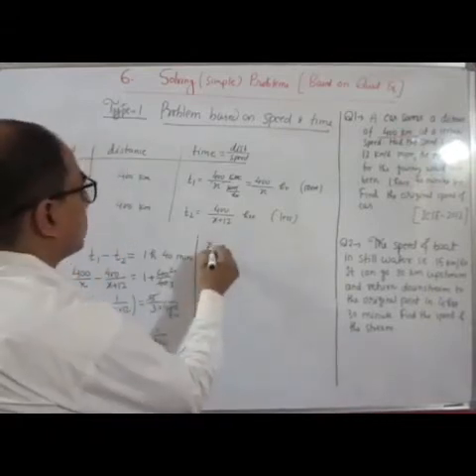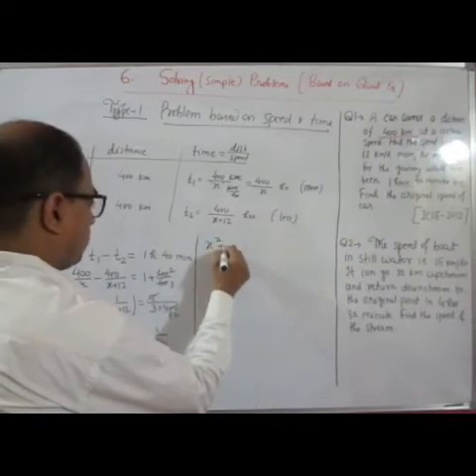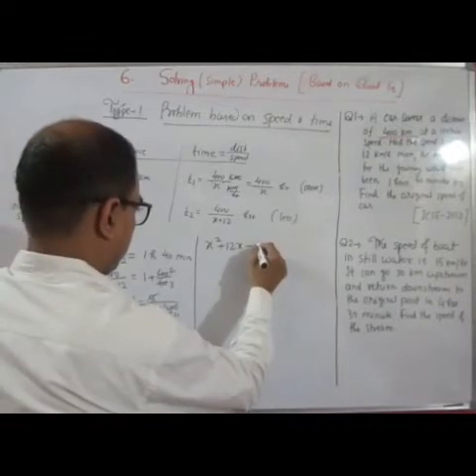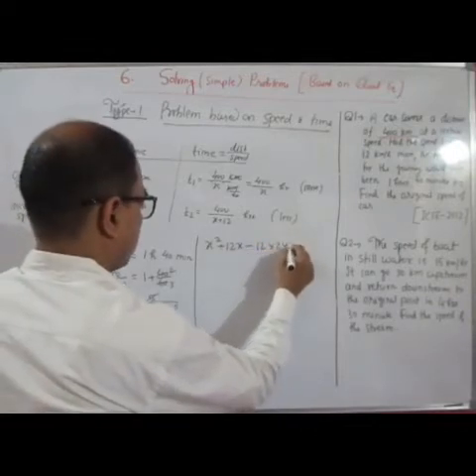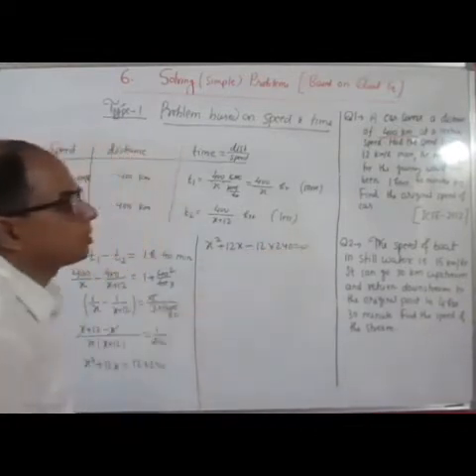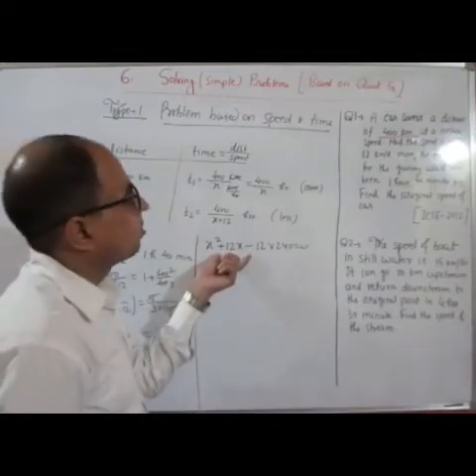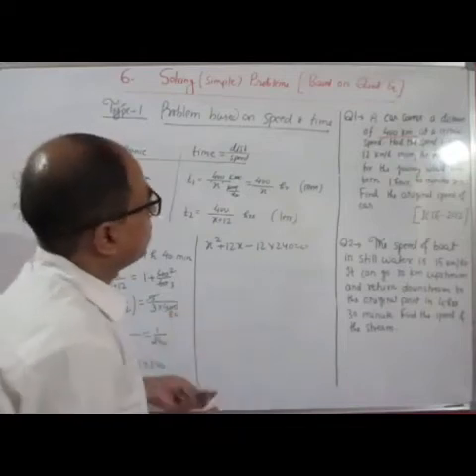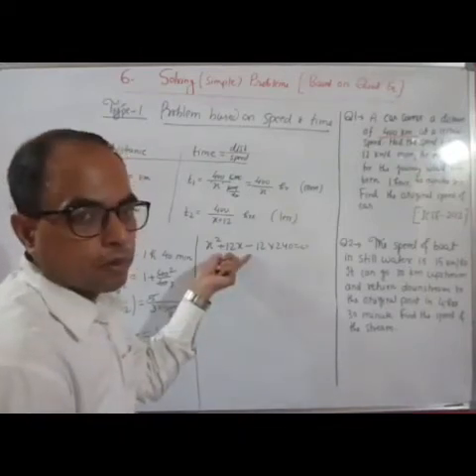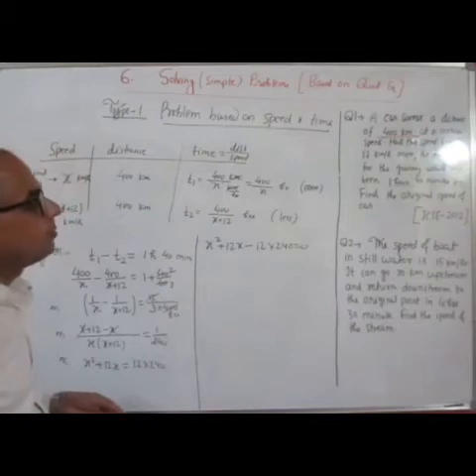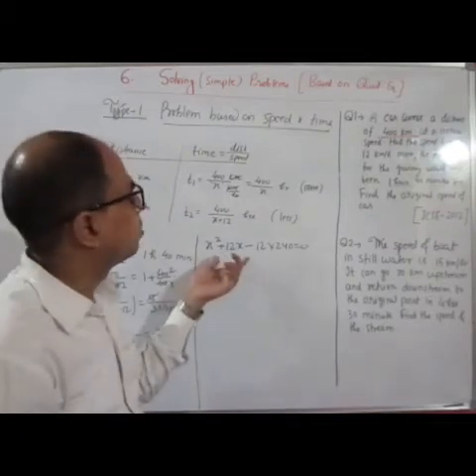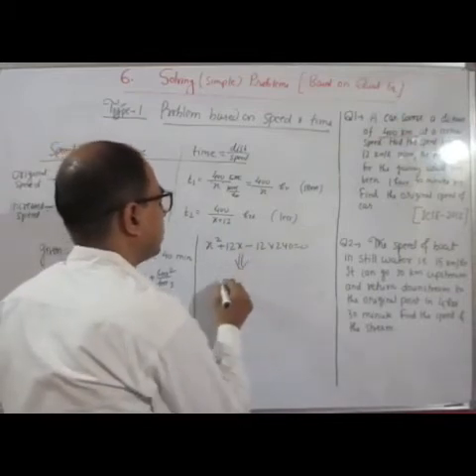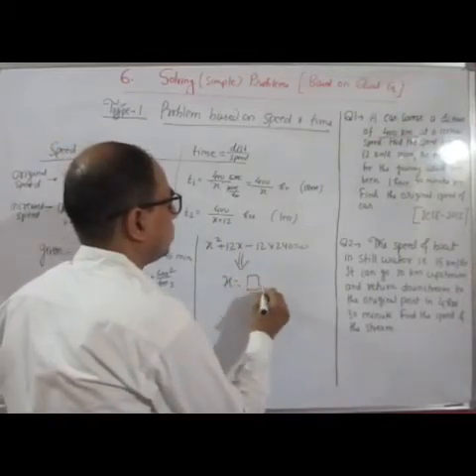It is x square plus 12x minus 12 into 240 equal to 0. This is the required quadratic equation. Now you have to solve this quadratic equation and find the value of x. How to solve the equation, you already know. You got the idea in chapter 5 how to solve the quadratic equation. Now solve this equation and get the value of x. You will get two values of x.